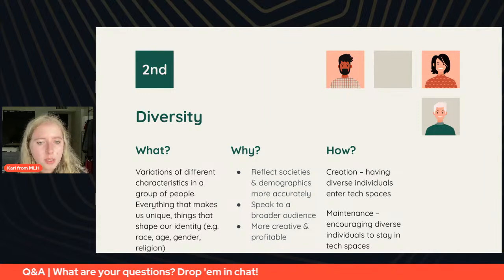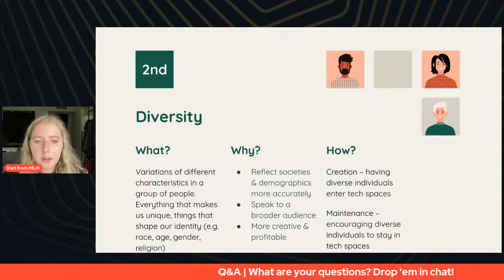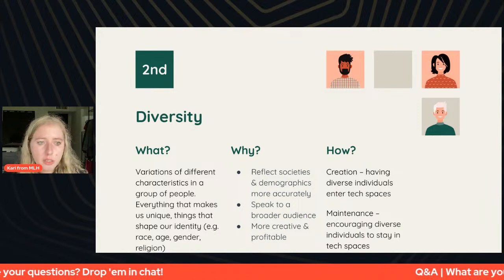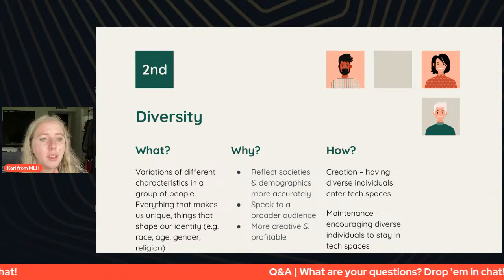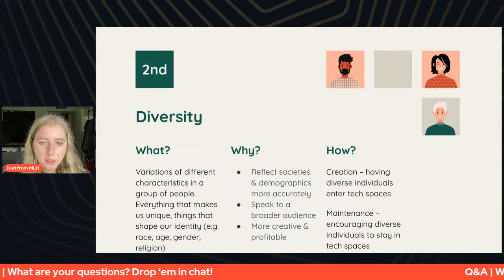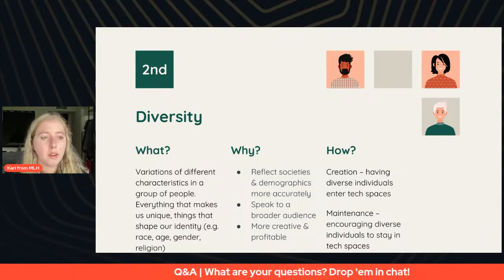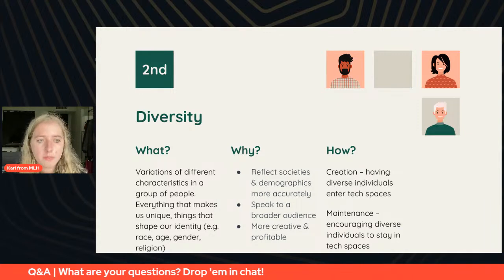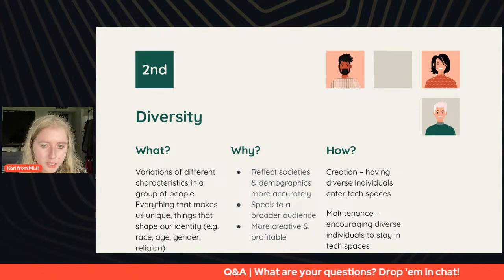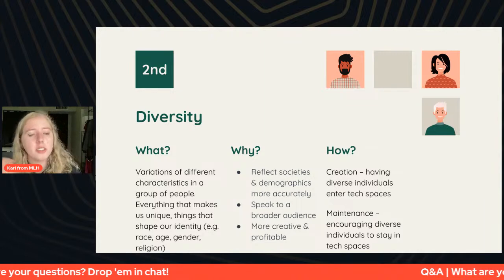Considering diversity allows us to speak to a broader audience when we make ourselves consider it at the forefront. It makes us more creative and more profitable, whether we're a large business or an individual. It allows us to harness what makes us unique and work effectively in teams, and that's really important. So how do we achieve good diversity? We have diverse individuals enter tech spaces, if we're talking about the technology world. We want to make sure that events have diverse representation, and that's key. And we also encourage these individuals to stay in tech spaces, because one part of the battle is getting them to enter these spaces to begin with.